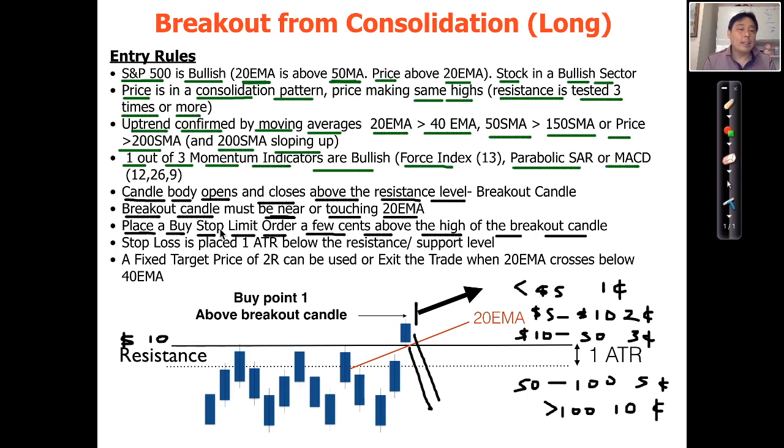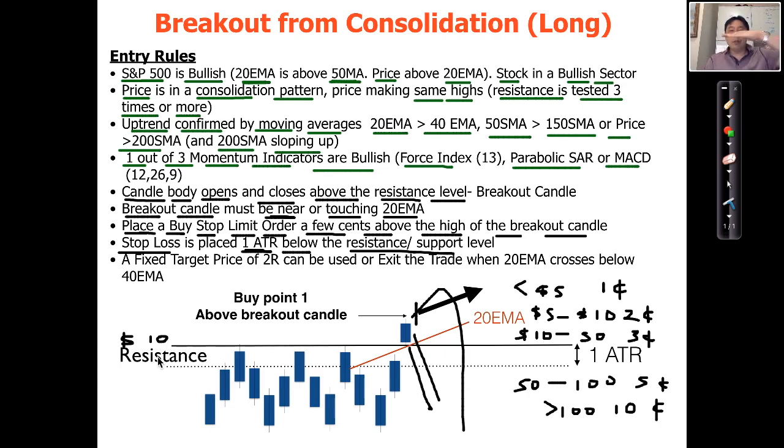Okay, now at the same time, I have to place a stop loss, because again, the moment I buy, it's going to run, but it could still come back down and be a losing trade. So I have to protect myself, right? So I'm going to place a stop loss 1 ATR below the support level. Okay, 1 ATR below the support level.